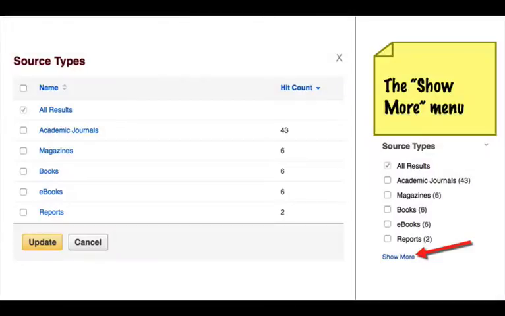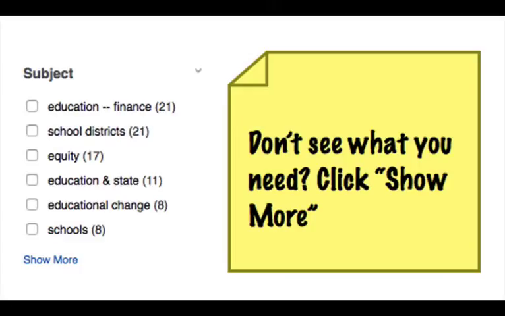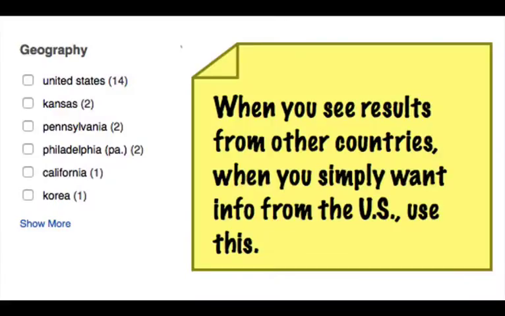Your list could be a whole lot longer, depending on what your search results are. Remember, we only have 67 results. The subject is super helpful. So if we wanted to look for this, add the subject school districts or equity or education and state, there you go. You have a number of options. Remember, there's always a show more.